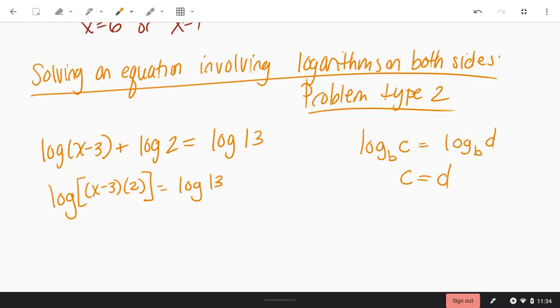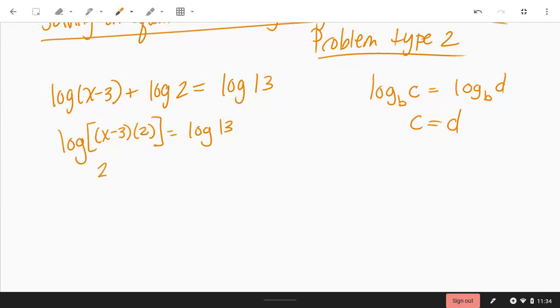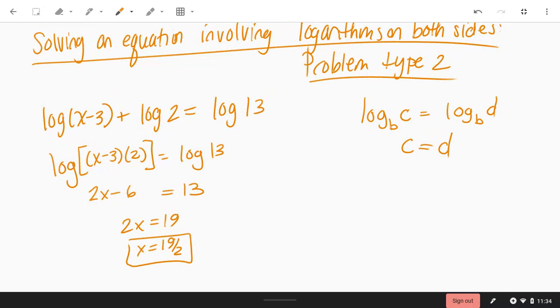Okay, so x minus 3 times 2, or 2x minus 6, has to equal 13. And it's as easy as that. So then 2x is 19, and x is 19 halves. Okay, again, I want to check it to make sure that it doesn't give me a negative logarithm here. 19 halves, that is 9.5.